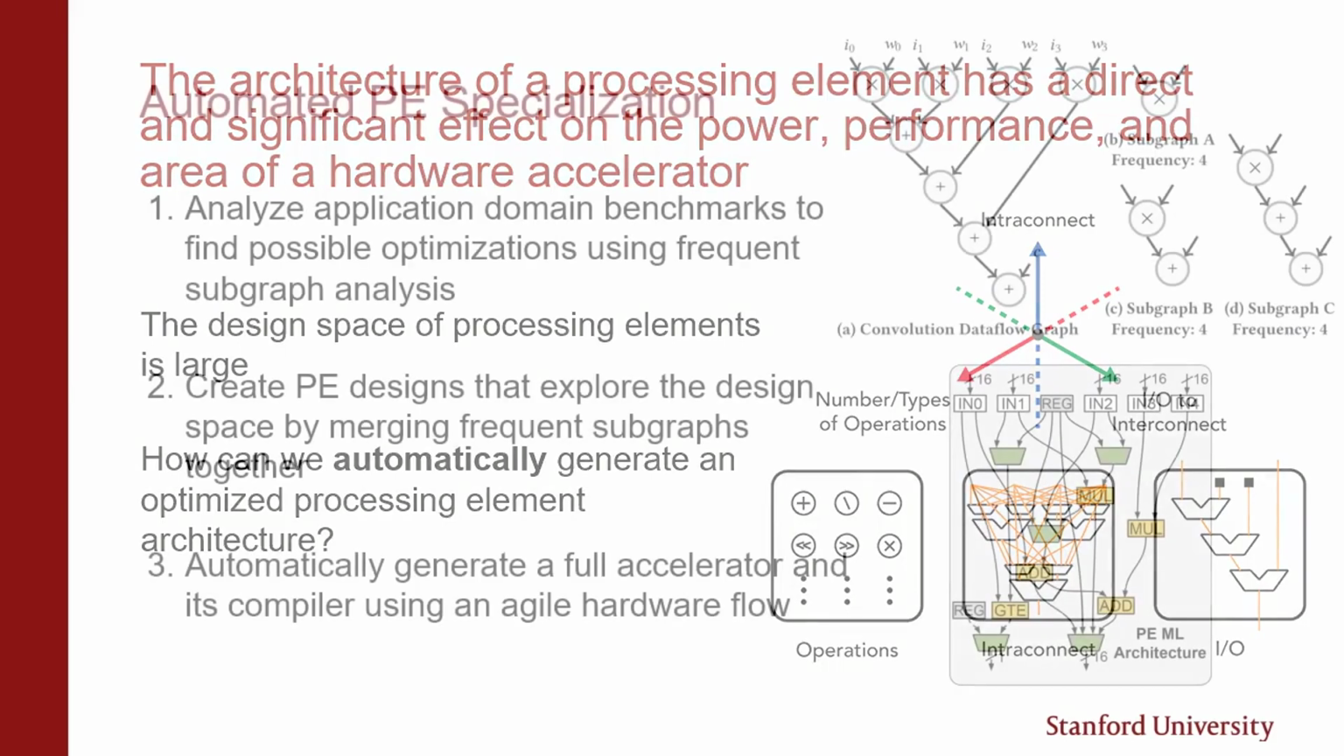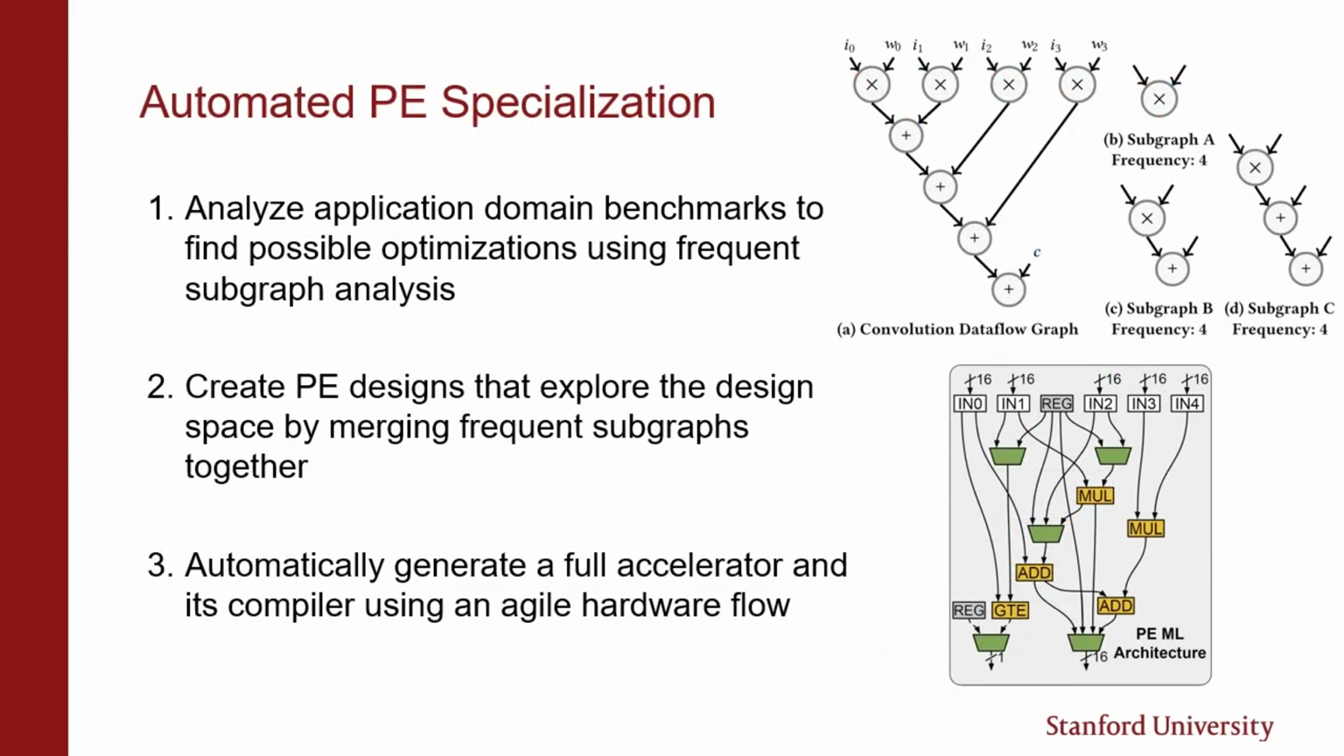So in APEX we present automated PE specialization, which starts by analyzing application domain benchmarks to find potential optimizations using frequent subgraph analysis. This will pick out the common computational blocks within your applications. Next, the framework creates PE designs that automatically explore the design space by merging frequent subgraphs together. Finally, it automatically generates a full accelerator and its compiler using an agile hardware flow. This allows us to evaluate many different PE designs. If you're interested, please come see my talk.